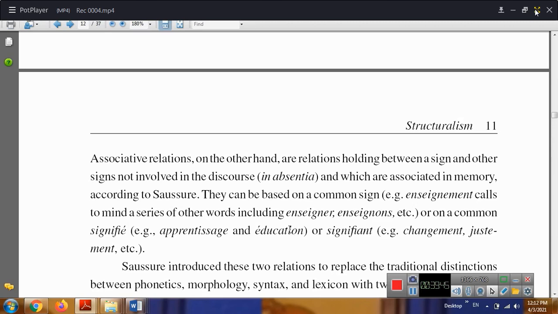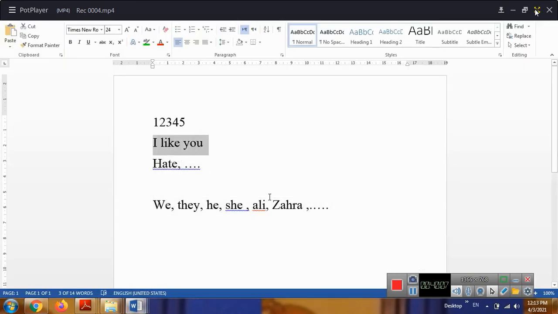And in paradigmatic or associative relation, we told you that we use paradigmatic in modern linguistics instead of associative. We pay attention to the relation holding between the sign and other signs not involved in the discourse, and which are associated in memory according to Saussure. I gave you this example: the relation which exists between these words in the sentence is syntagmatic, because in syntagmatic we have the relation between the combination of words in the linear axis, but in paradigmatic or associative we say that we have the relation between that sign and the other signs which do not exist in this discourse.